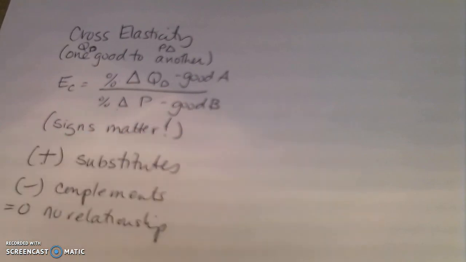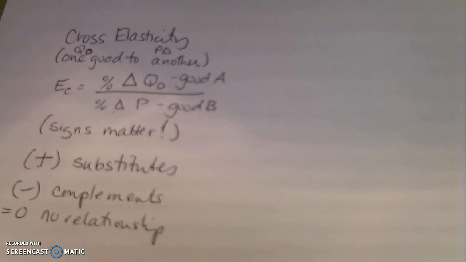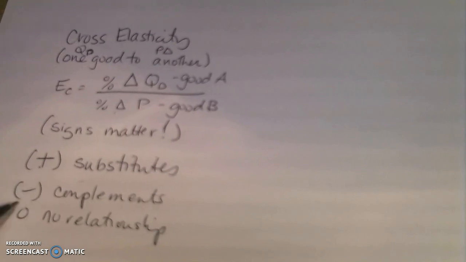So if you get an E sub C of 8.2, those are pretty significant substitutes. If you get an E sub C of 0.8, they're still substitutes, just not quite as strong. The higher the number, the higher the relationship between the two. But again, 0 means no relationship.